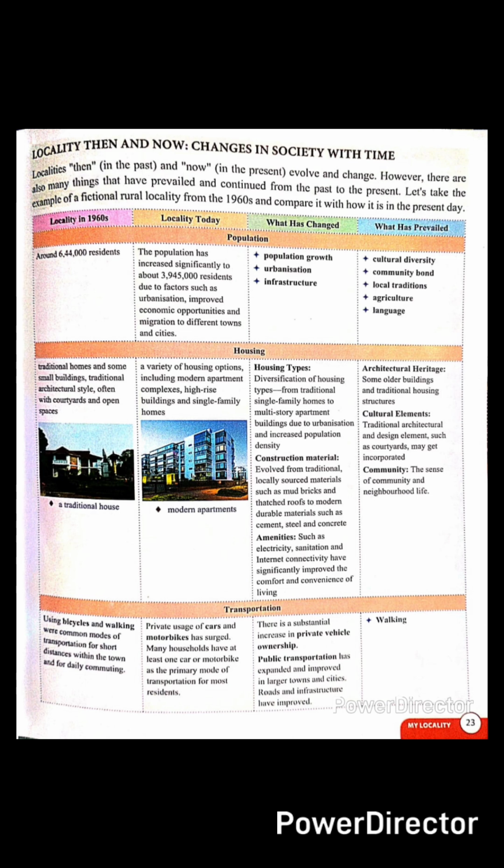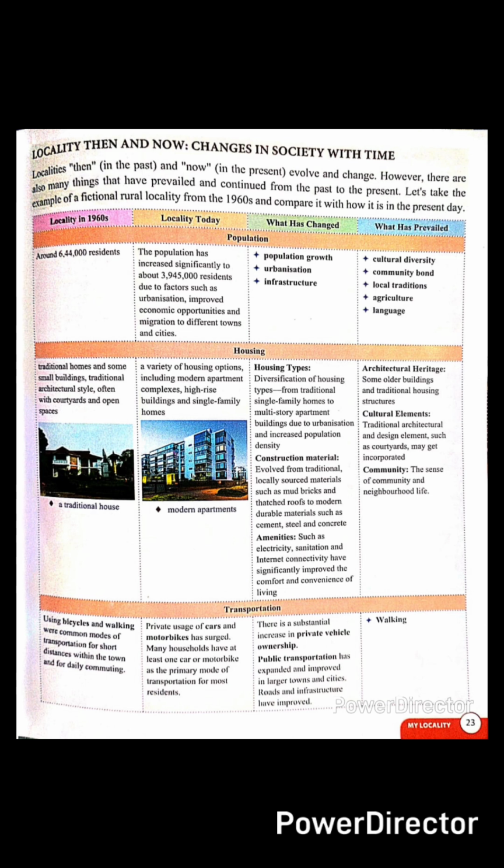Let's take the example of a fictional rural locality from the 1960s and compare it with how it is in the present day. Now you can see there are four columns. First, locality 1960s. Second, locality today. Third, what has changed. Fourth, what has prevailed.